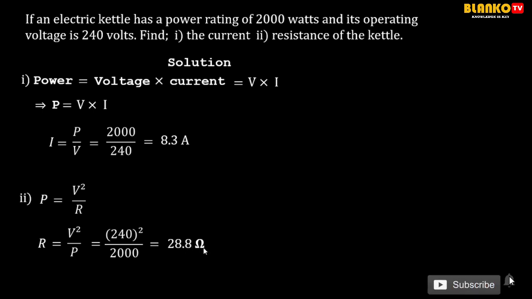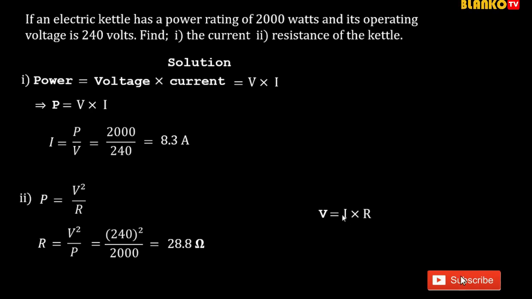So the resistance is equal to 28.8 ohms. We can also use another formula, that is V, the operating voltage, is equal to the current times the resistance, V = I times R. We can also use this formula to calculate the resistance of the kettle.